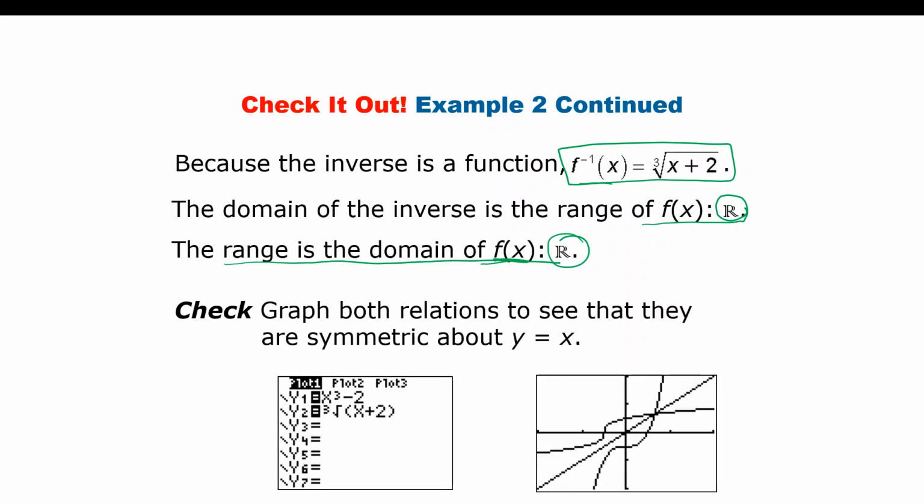Again, you can put it into your calculator. They didn't write it on here, but you could just put an x for y3, and that'll give us this line here. All right, and once again, we see that this is a reflection across that y equals x axis, and we can see that the domain and range are both all real numbers.